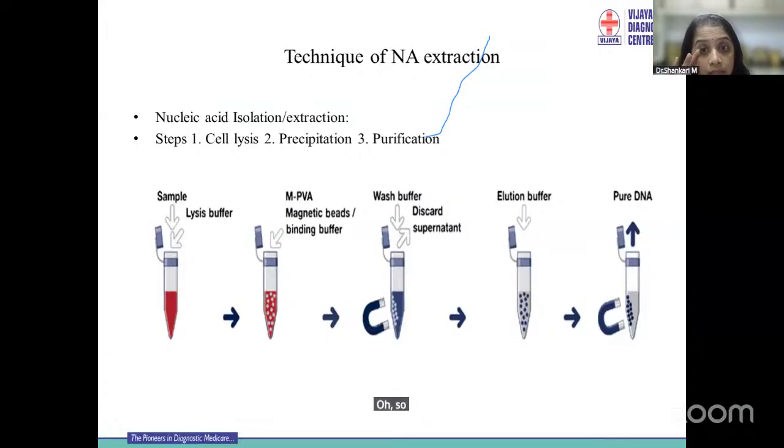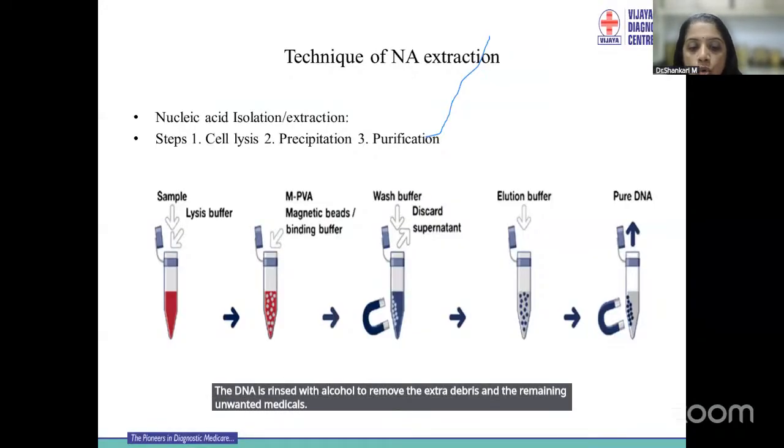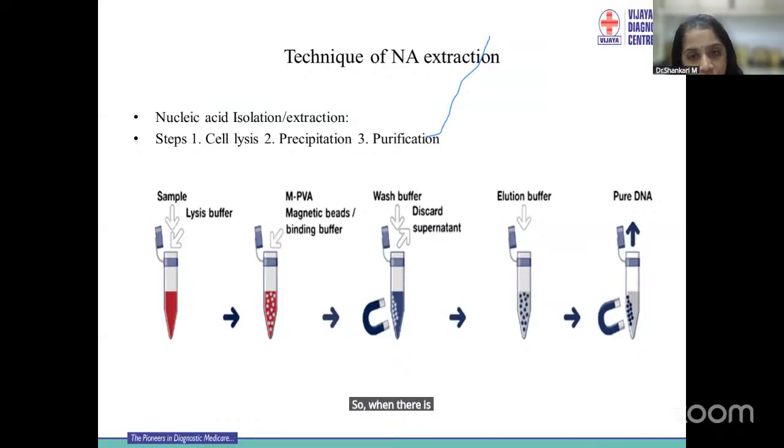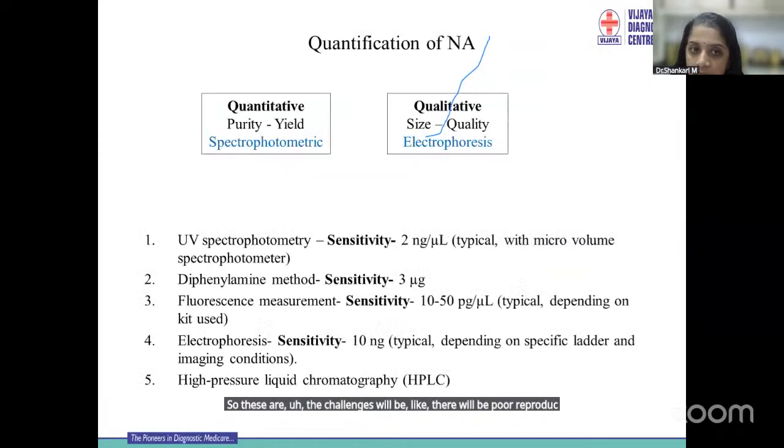The next step is the purification. In the purification process, the DNA is rinsed with alcohol to remove the extra debris and the remaining unwanted materials. Without sufficient extraction and purification, contaminants will be present in the DNA, which will hinder our PCR process. The challenges will be poor reproducibility and sensitivity.